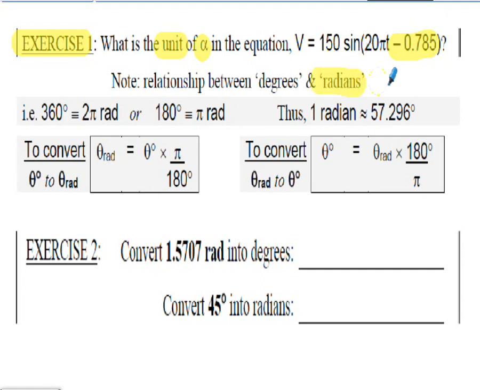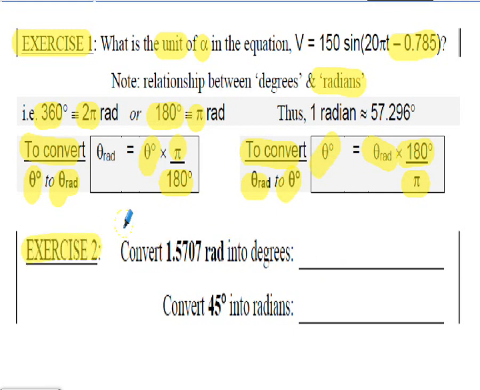So that's radians. Don't forget, 360 degrees is equivalent to 2 pi radians, or 180 degrees is equivalent to pi radians. So if we want to convert from an angle in degrees to an angle in radians, the conversion is the angle in degrees multiplied by pi divided by 180 degrees. That gives you an angle in radians. Or if you want to convert from an angle in radians to an angle in degrees, the conversion is the angle in radians times 180 divided by pi. That gives you the angle in degrees.